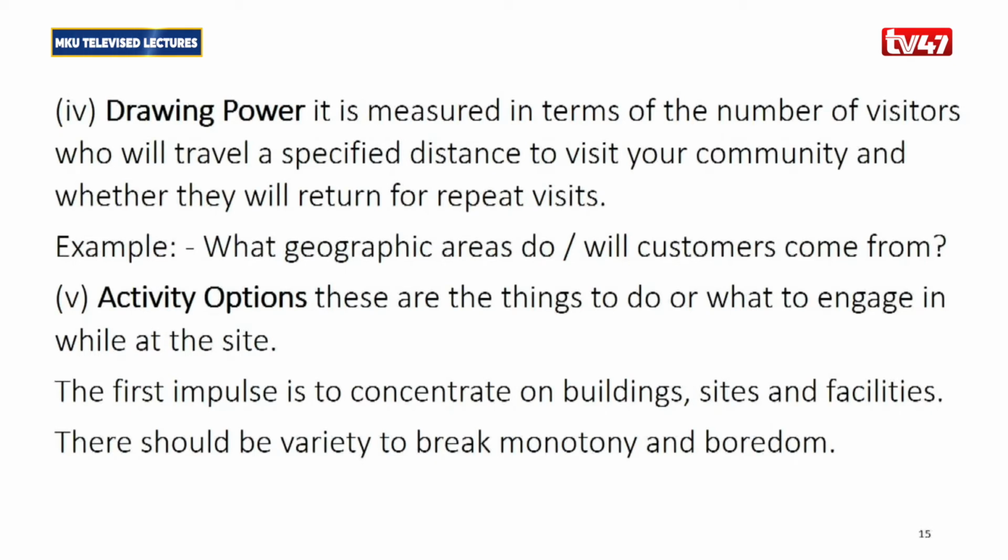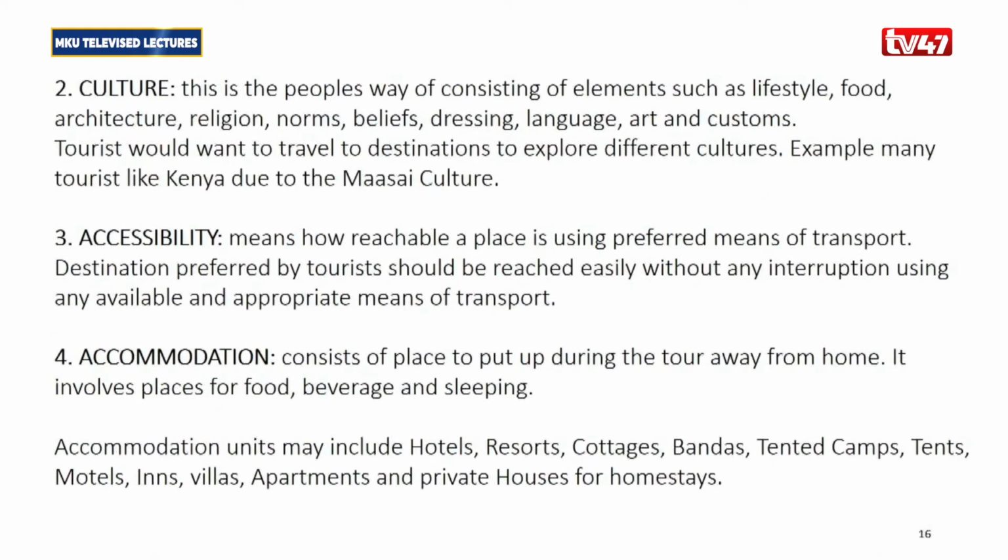Now, for example, if you look at Hell's Gate National Park in Kenya, to give an example of activity options, Hell's Gate is normally a park where people can walk. And then we have a variety of activities like bike riding, hiking, mountain climbing, and camping. You see, people can do different things at different times, but not repeating these things. So you can see this makes this attraction better and better as compared to other places, with Hell's Gate National Park as an example. So this is under activity options.